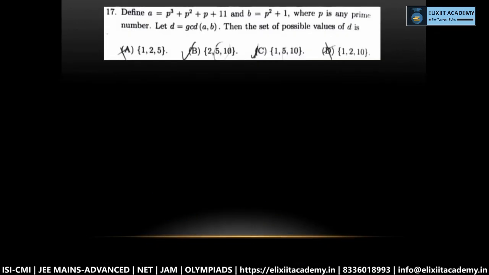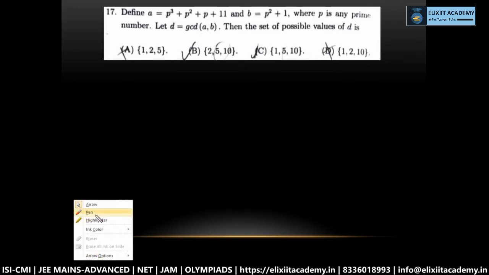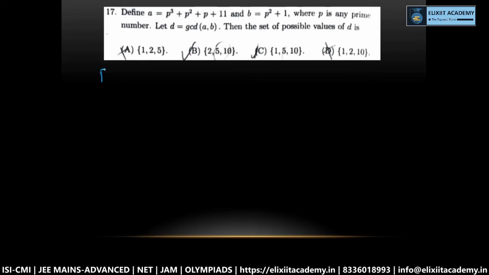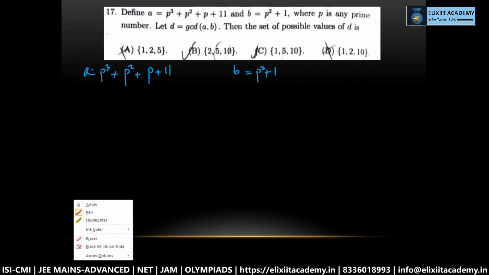Then there comes this question. This is once again a very good question which I have seen so far, and it is a question on number theory. In this question, you have A equals PQ plus P square plus P plus 11, and B is P square plus 1, sorry, P square plus 1.